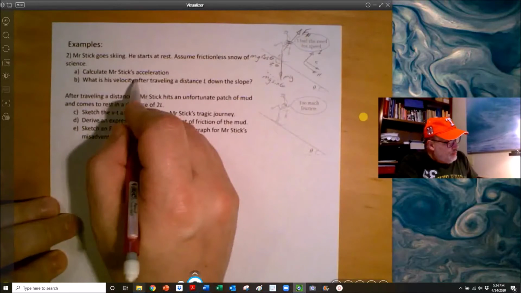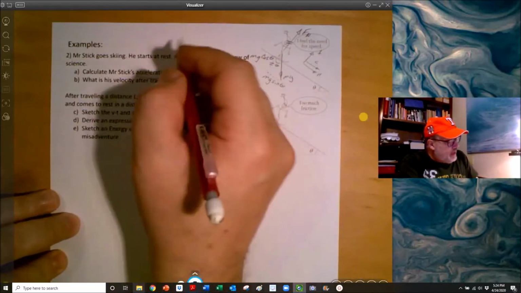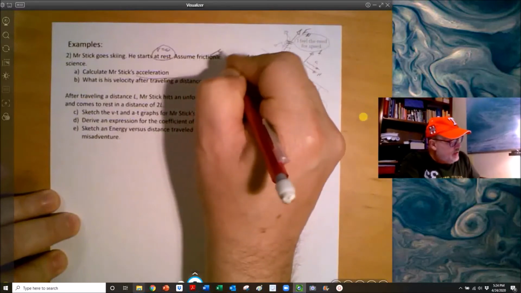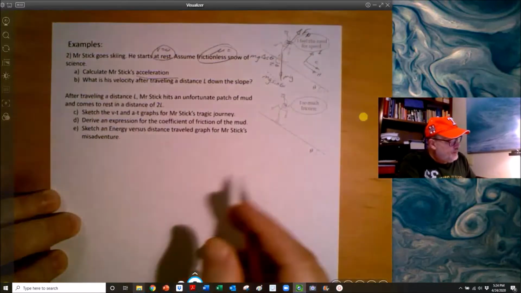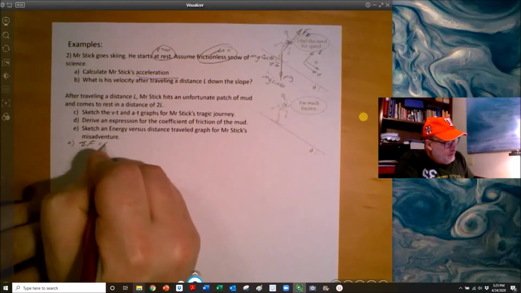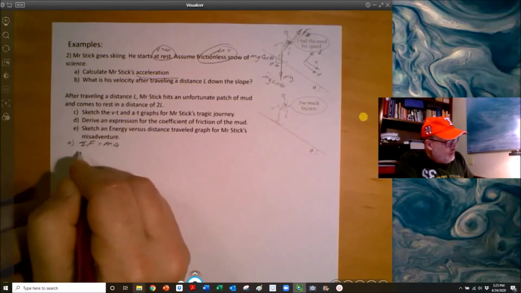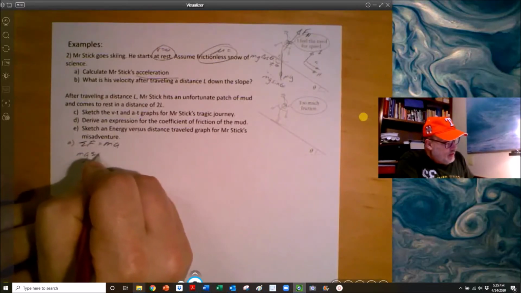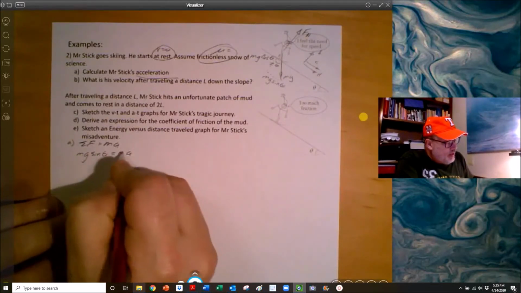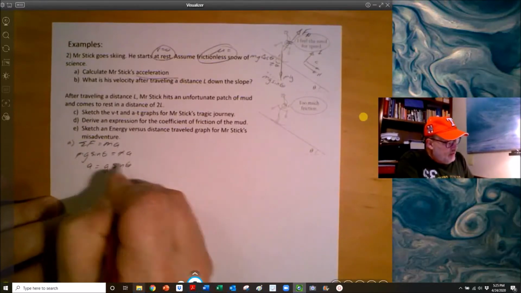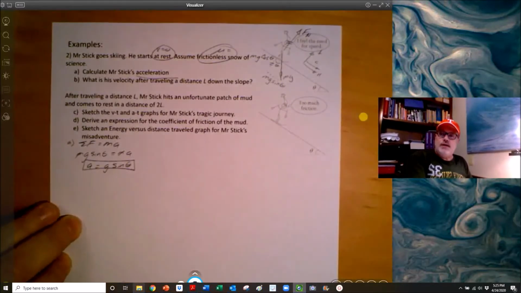So we just want to find his acceleration, and he's starting at rest, so that means velocity is 0 and the friction is 0. So for part A, the sum of the forces equals ma. Our only force down the incline is mg sine theta, and that equals ma. So the m cancels, so our acceleration is g sine theta, and that wasn't too bad.